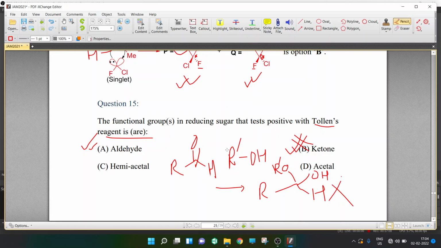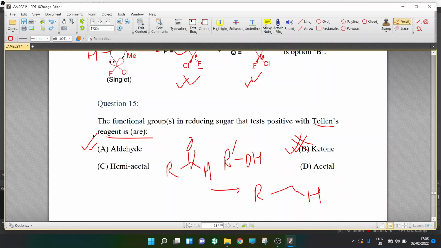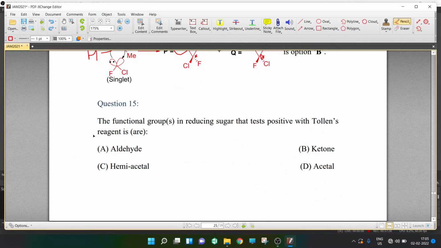Acetal means you would have reacted with two equivalents of R prime OH alcohol, and instead of one more OH, you would have got one more OR prime. Okay. So this also will not undergo what is called the Tollens reagent test. Silver mirror test will not be given. So only and only aldehyde will undergo this test, and therefore the answer is only option number A. Okay.